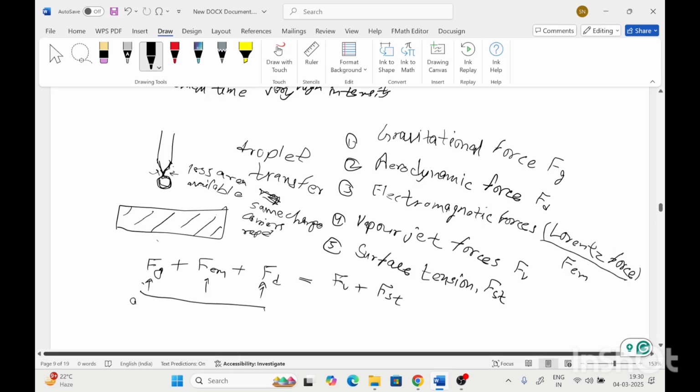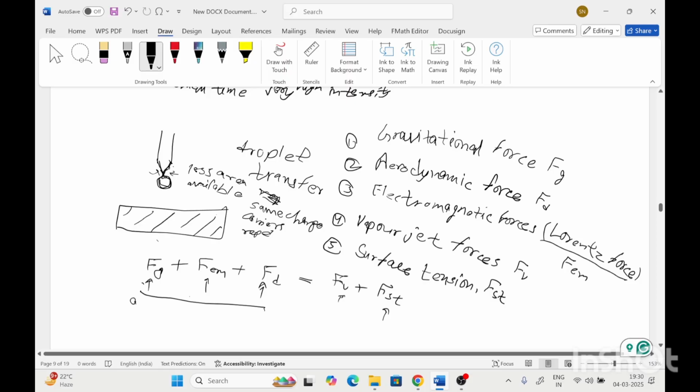So all these three forces are added on the left-hand side, and these two forces, which are the vapor jet forces and the surface tension, will oppose the transfer of the droplet from the electrode. Vapor jet forces are created by the metal vapor generated from the workpiece.